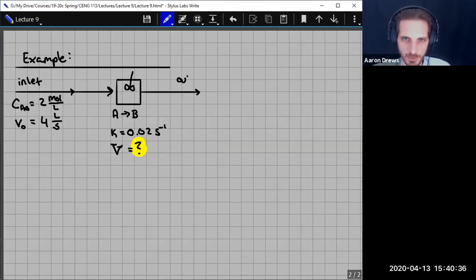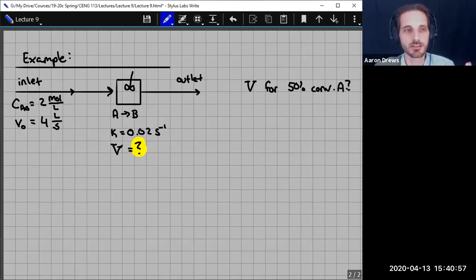And then our outlet over here. We're not given any information about that. The only other thing that we're given is what we would call the volume, or the problem statement itself. What is the volume for 50% conversion of A? And that's a fundamentally new type of calculation, right?